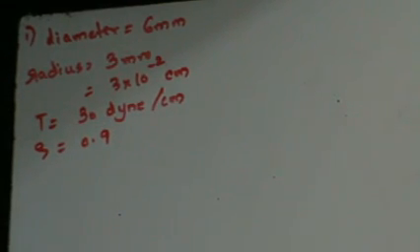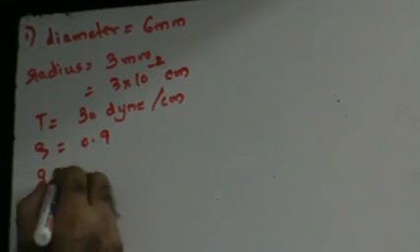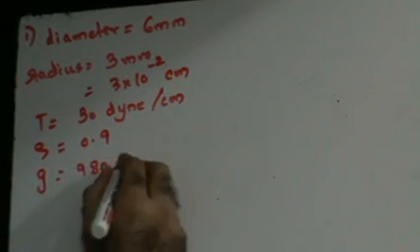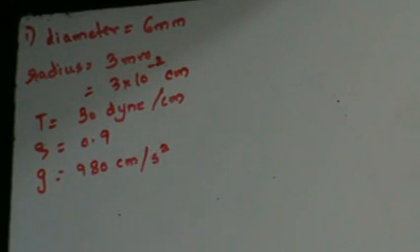Calculate the rise of liquid in the tube, if g is 980 centimeters per second square.